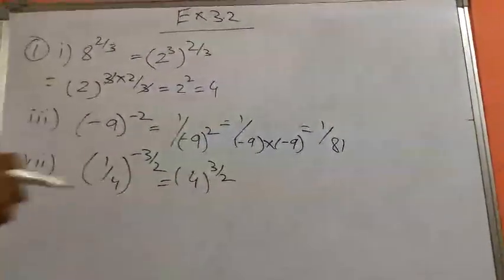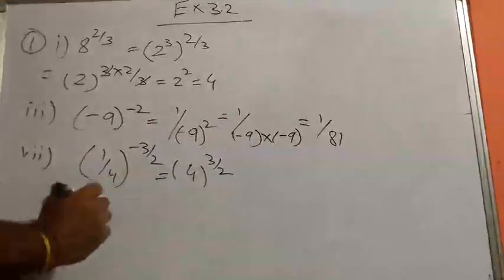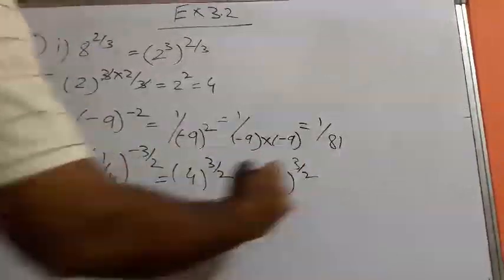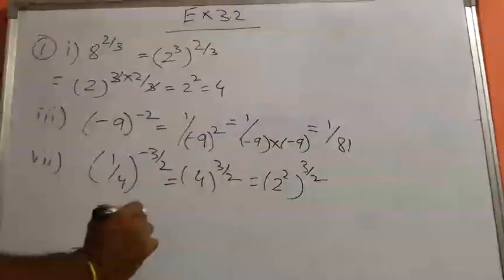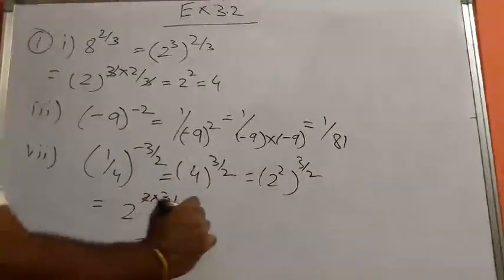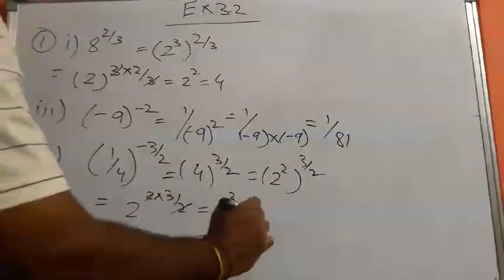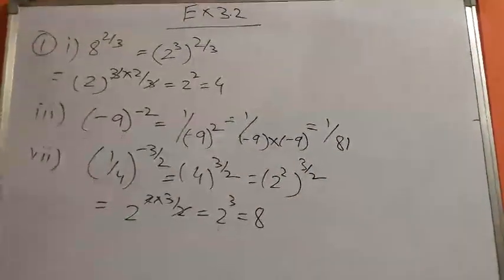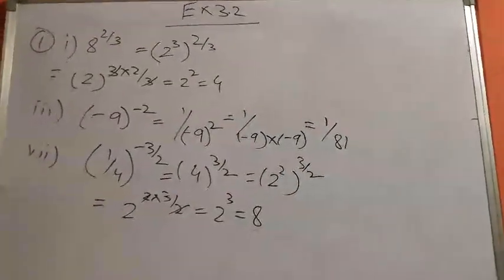Now the denominator of the exponent is 2, so we can write this as 2 square to the power 3 by 2. This gives us 2 to the power 2 into 3 by 2, and this 2 gets cancelled. 2 cube, that is 8. So the answer is 8. This way you can solve the other questions in the homework.